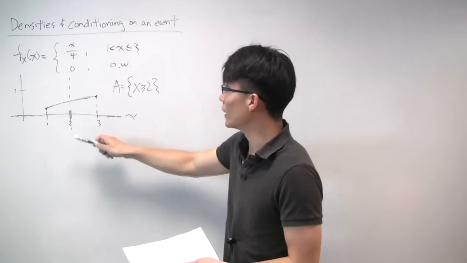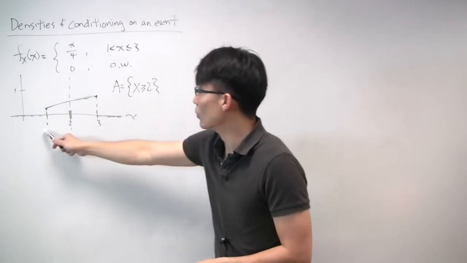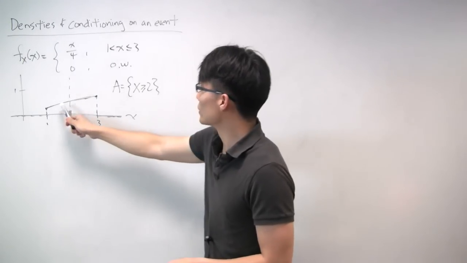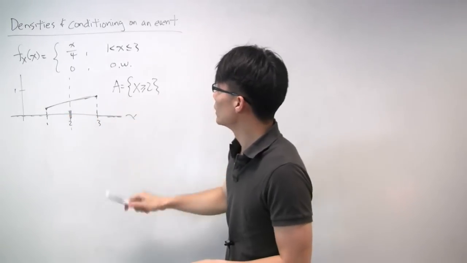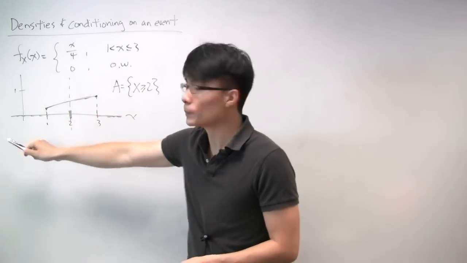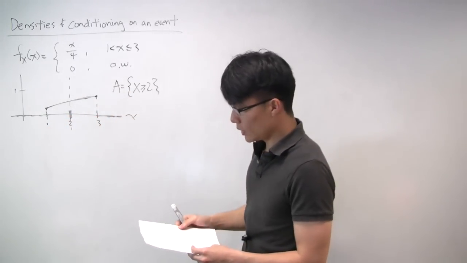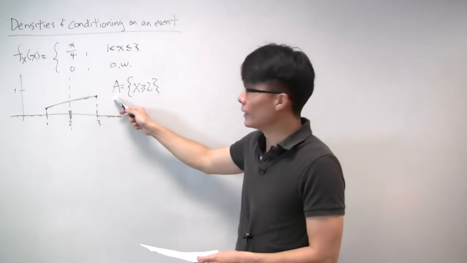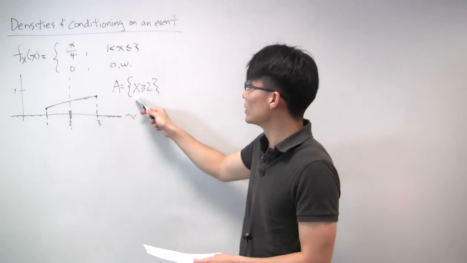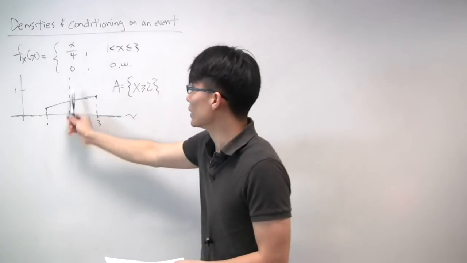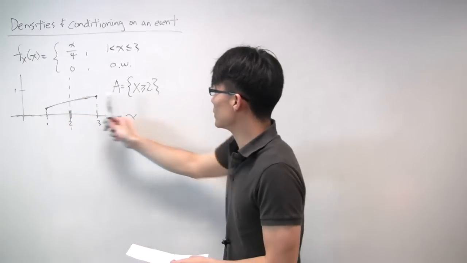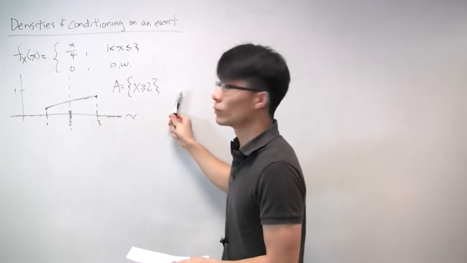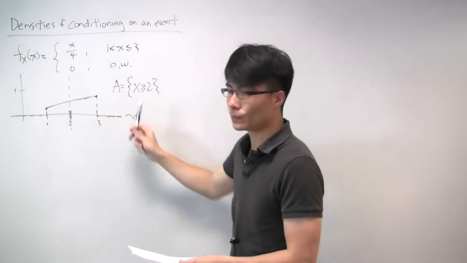So here I've drawn out this density. From 1 to 3, it's x over 4. So it goes from 1/4 to 3/4, and outside of that, it's 0. And we're also given a definition for an event A, which is the event that this random variable x is at least 2. So think of it as, here's the line where it's 2. A is the event that the random variable is greater than or equal to 2.